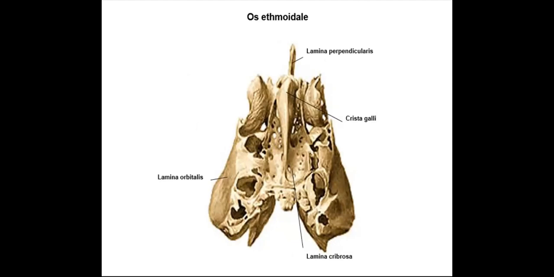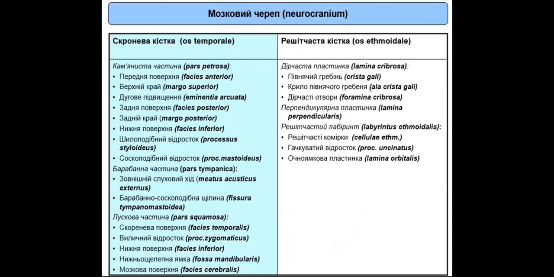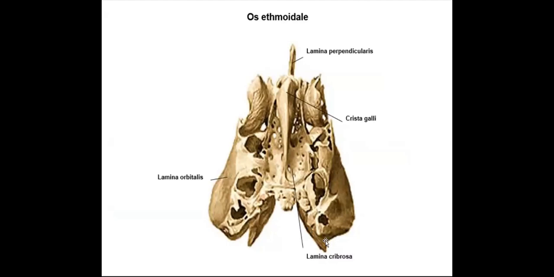So in the ethmoid bone there are the lamina cribrosa, the perpendicular lamina, and the ethmoid labyrinth. These are the main parts. The lamina cribrosa is a special lamina with very important openings. These are openings for the first pair of cranial nerves, the olfactory nerves, moving from the cavity of the skull to the nasal cavity.